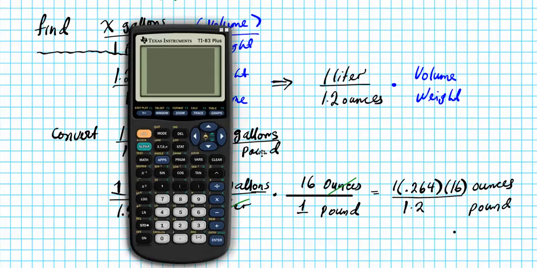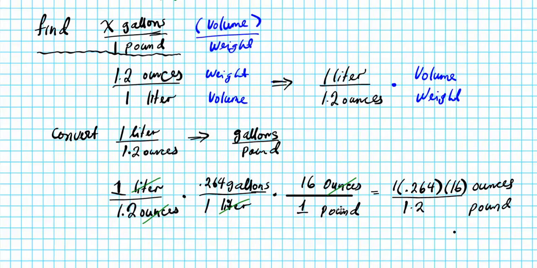So we have 1 times 0.264 times 16 divided by 1.2, which is 3.52. So it's going to be equal to 3.52 ounces per pound.